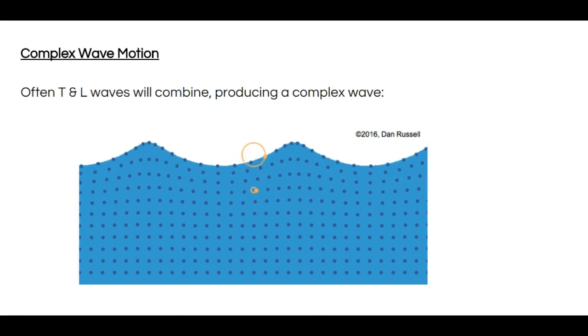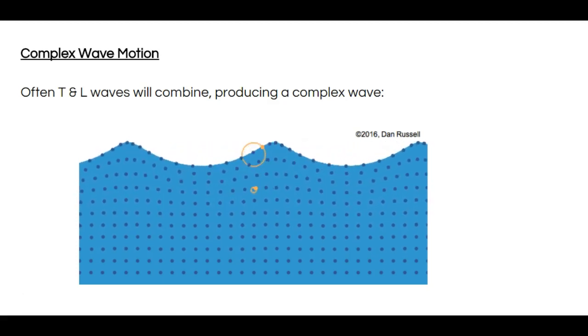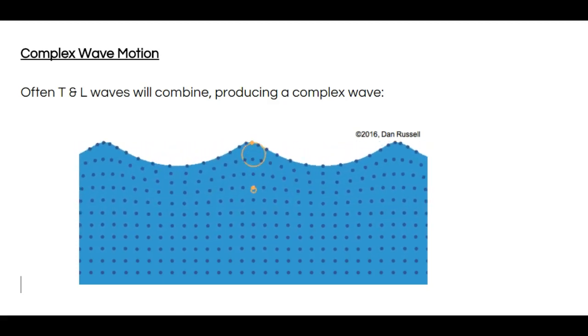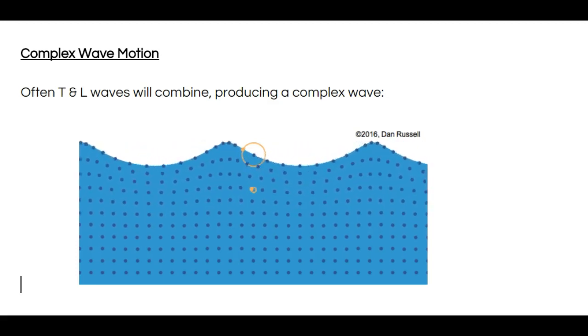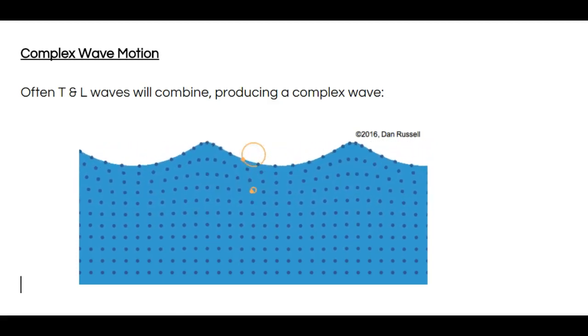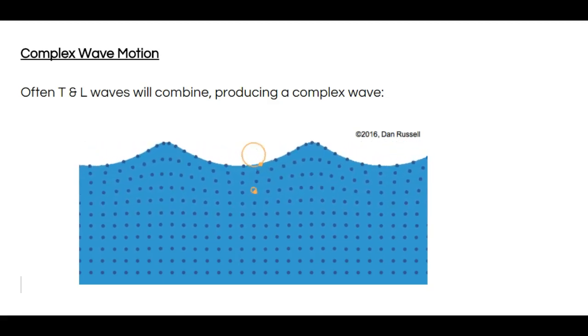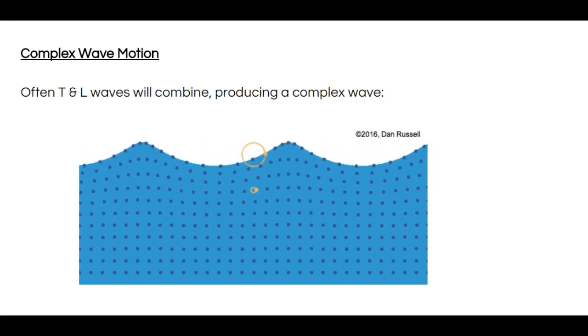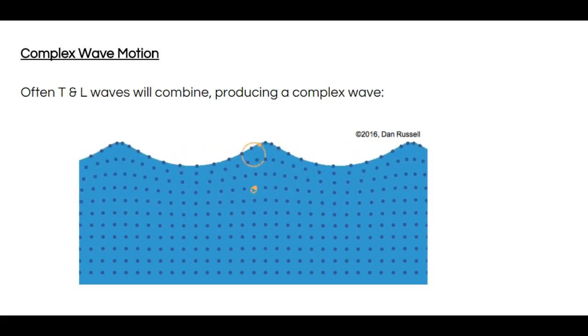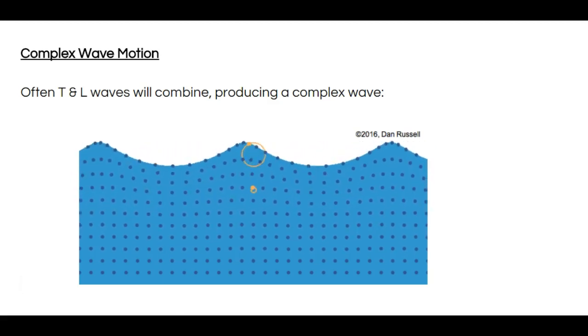So I mentioned that I would talk about water waves a little bit later on in the screencast. Water waves are an example of what can be considered a complex wave motion. So it's not like it's a black and white situation, one or the other. Sometimes we have combinations of longitudinal and transverse waves existing in the same scenario.